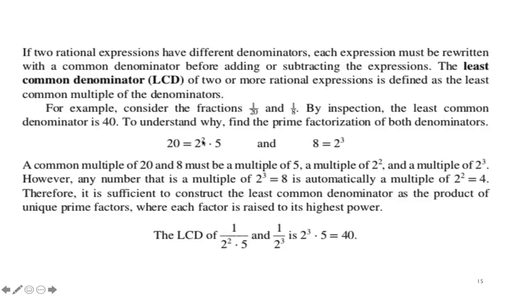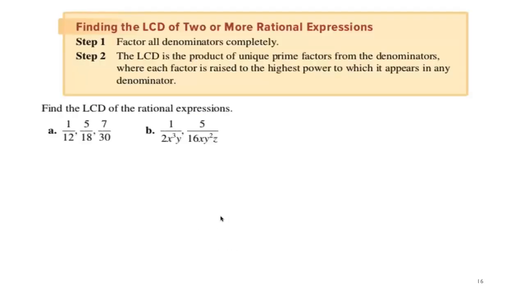So you want to find a multiple of both, and we want to find the smallest multiple, and so if we pick out the highest term of each of the prime factorizations, that will be sufficient to find the least common denominator. So let's see some examples here. Let's find the LCD of these expressions.